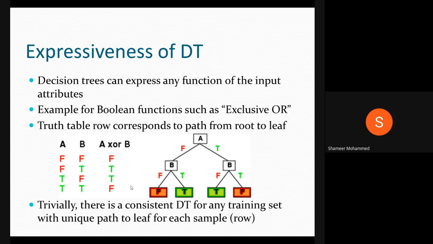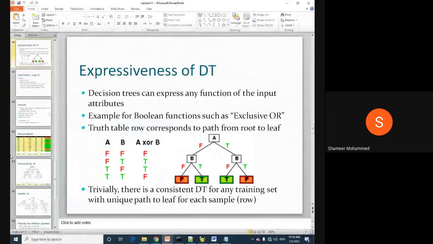You understand this table: A, B, and A XOR B. If the A value is false and the B value is false, then A XOR B is false. Similarly for the other options: false, true, true; true, false, true; true, true, false. For this table, how will you draw the decision tree?